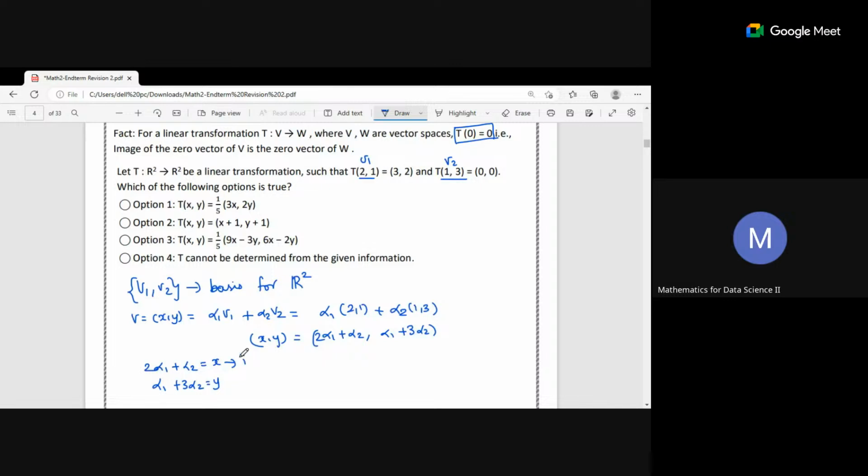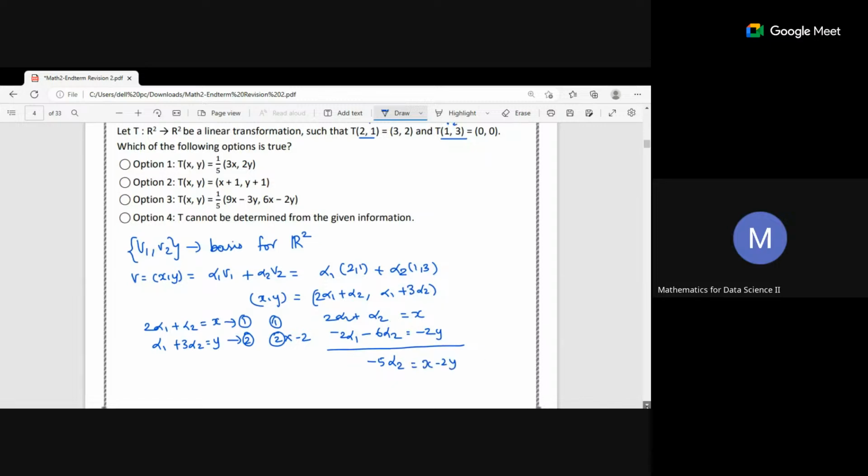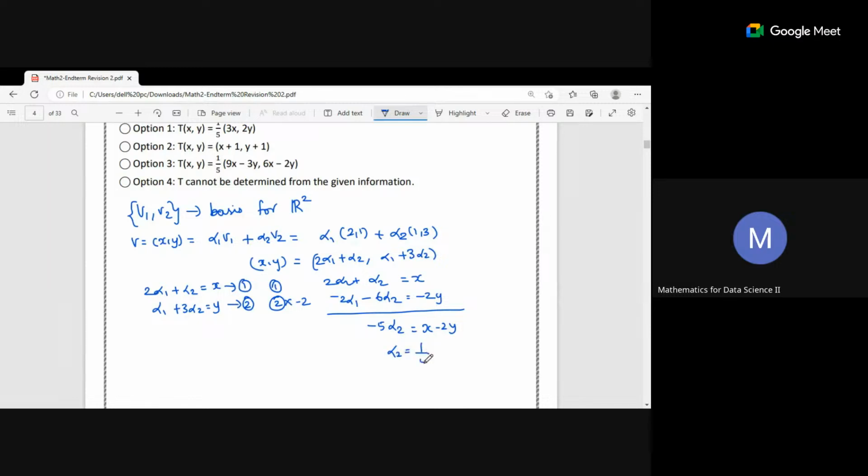So let us call this equation 1, equation 2. So equation 1 and 2 times of minus 2, let us say. 2 alpha 1 plus alpha 2 is equal to x, minus 2 alpha 1 minus 6 alpha 2 is equal to minus 2y. So what do you have? Minus 5 alpha 2 is equal to x minus 2y. So alpha 2 is equal to minus 1 by 5 times of x minus 2y. So what should be your alpha 1 then?